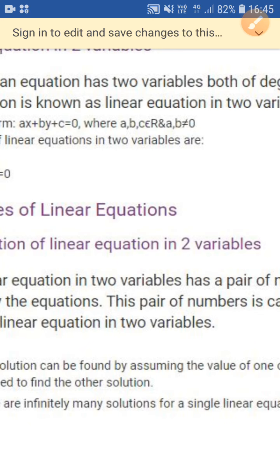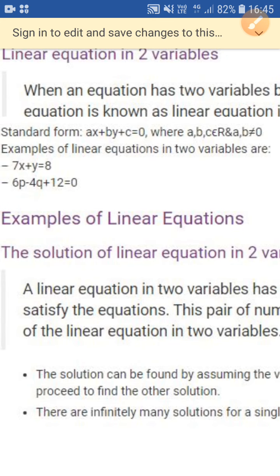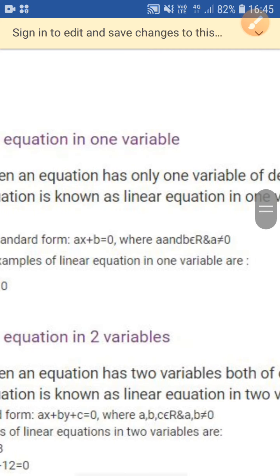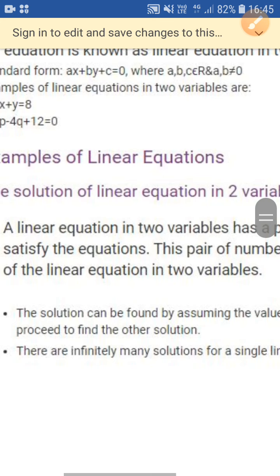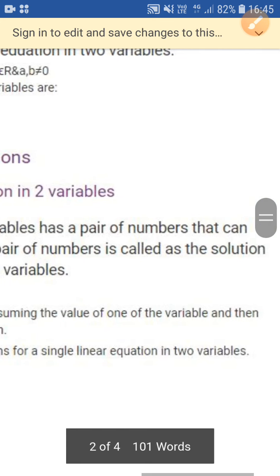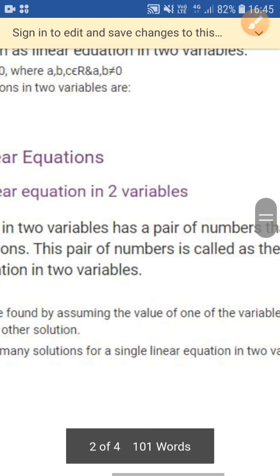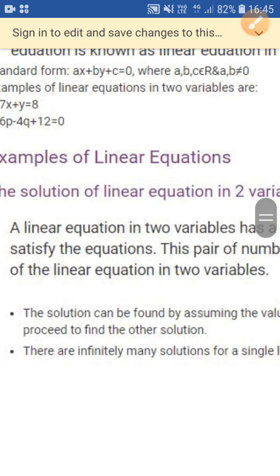In one variable, you know that the value of that variable which satisfies the equation, where the left hand side becomes equal to the right hand side, is called the solution of the linear equation in one variable. Then what is meant by the solution of a linear equation in two variables? It means a pair of numbers that can satisfy the equation.